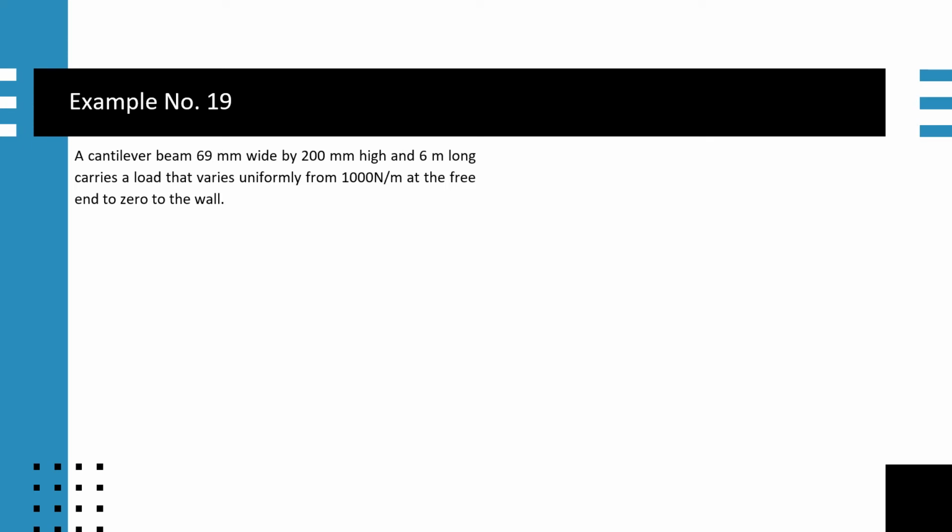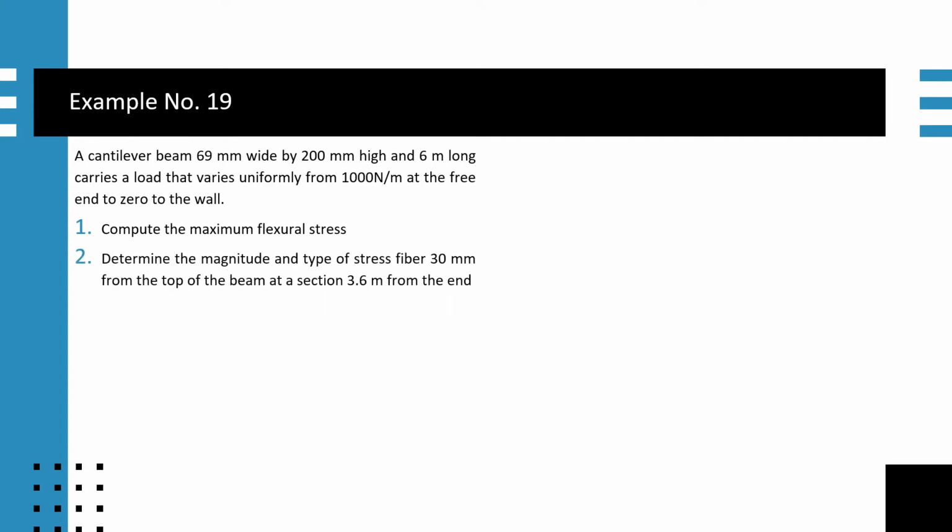So, example number 19. A cantilever beam 60 millimeters wide by 200 millimeters high and 6 meters long carries a load that varies uniformly, from 1,000 Newton per meter at the free end to 0 at the wall. Compute the maximum flexural stress. And then determine the magnitude and type of stress at a fiber 30 millimeters from the top of the beam at a section 3.6 meters from the end.